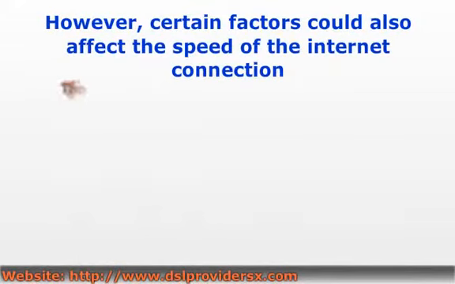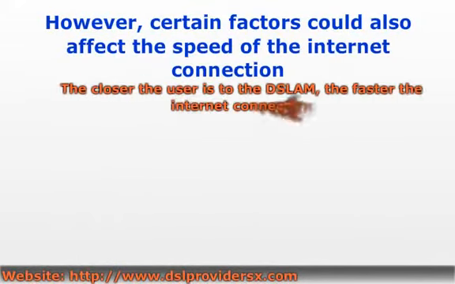Take for example the user's distance. It must be in a position close in proximity to the DSL-AM. The closer the user is to the DSL-AM, the faster the internet connection. That explains why those clients residing in the outskirts of an area have slower speed internet access.